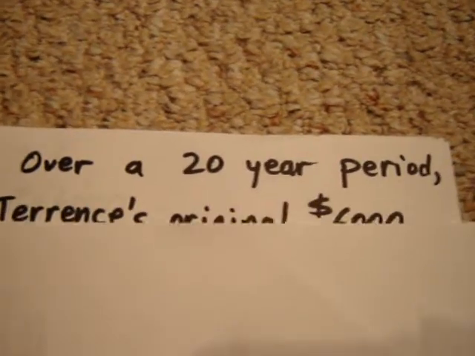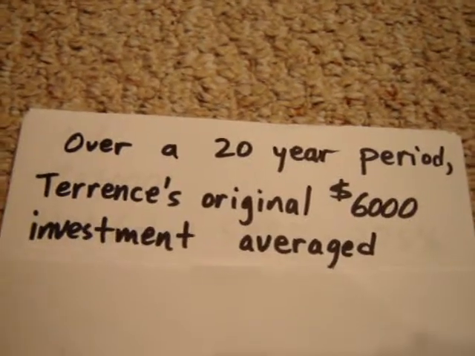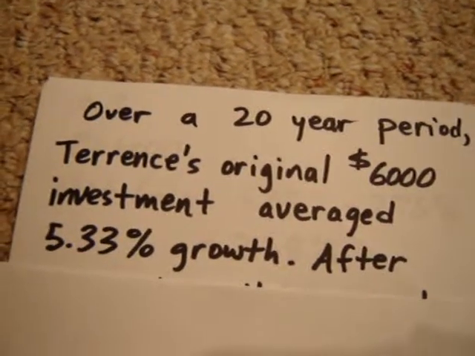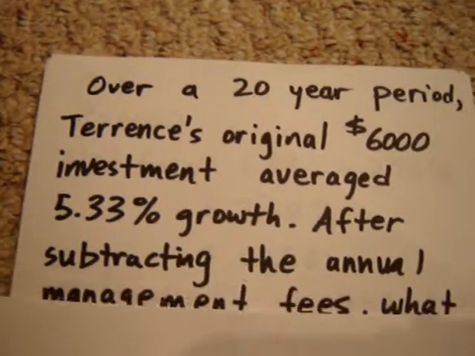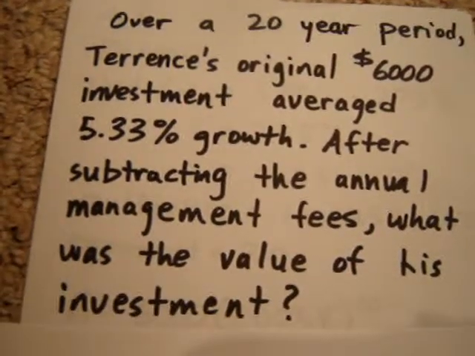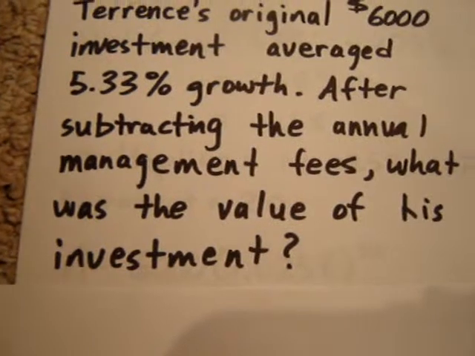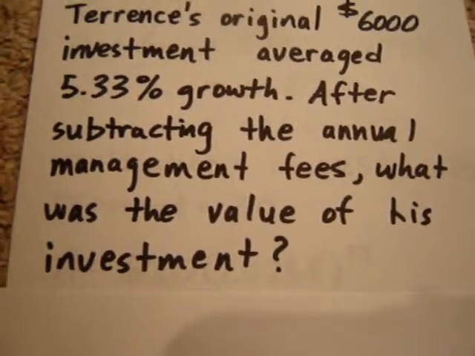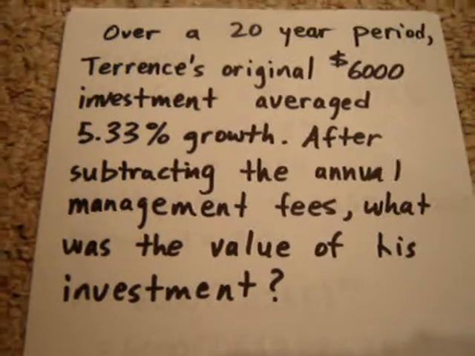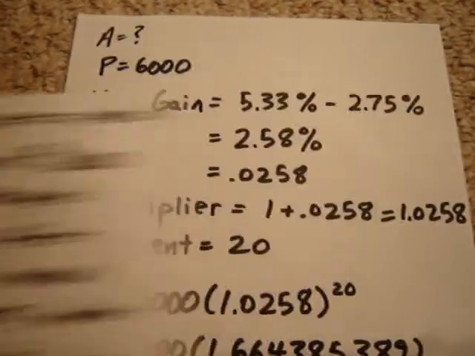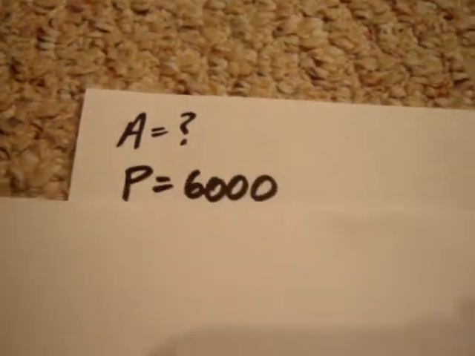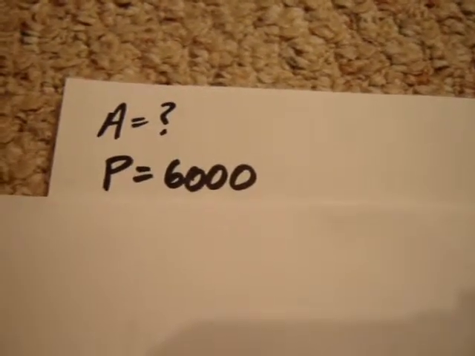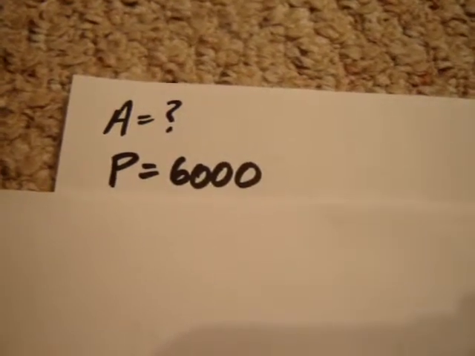Part C says that over a 20-year period, Terrence is now an old man, and it says his original $6,000 investment averaged 5.33% growth. We'd like to know what his final amount is in the account, but remember, we have to subtract the annual management fees. Every year they take 2.75% because every year they're working. So his final amount is unknown. His prior amount is $6,000.